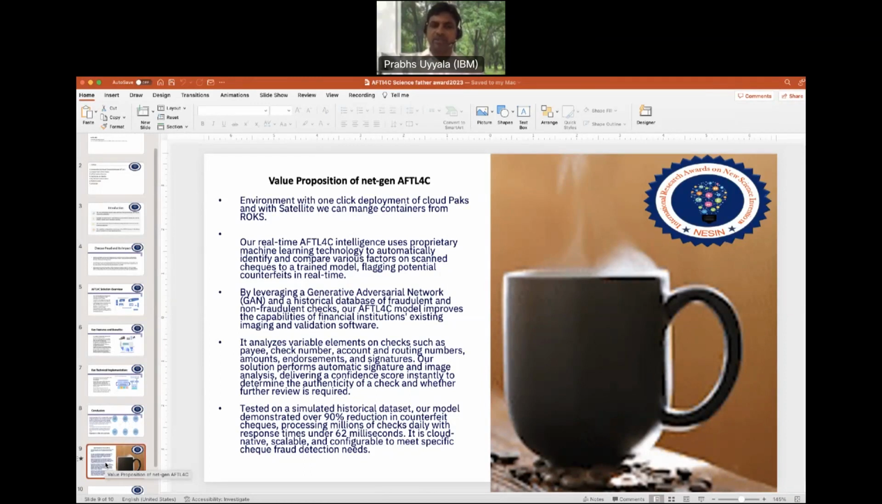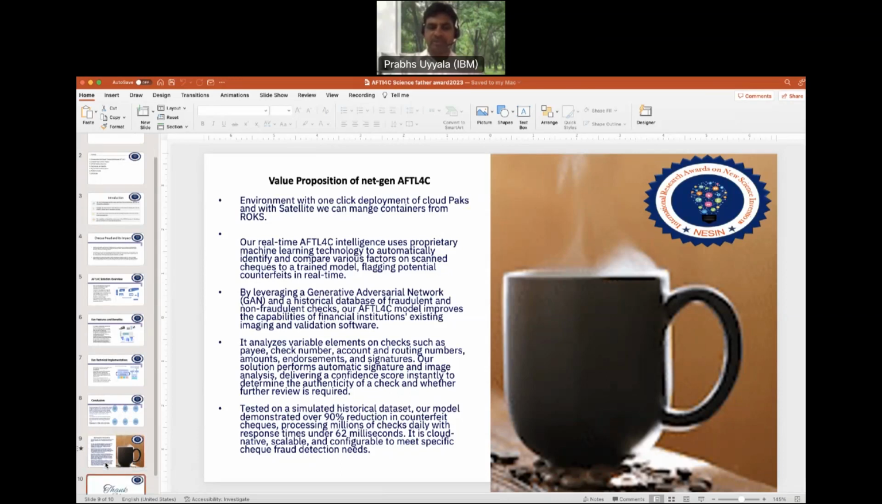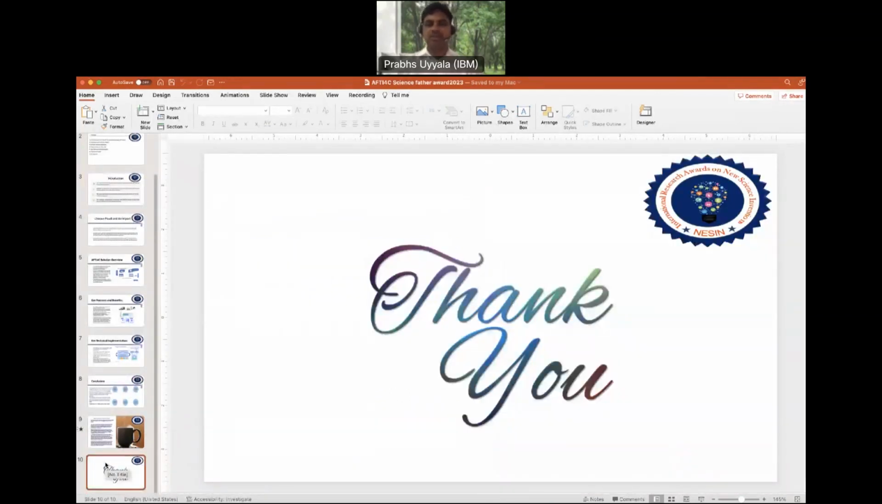Tested on simulated historical data sets, our model demonstrated over 90% reduction in counterfeit checks, processing millions of checks daily with a response time of 62 milliseconds. That's all about my AFTL for check processing. This has been designed, built, and is ready for enterprise rollout.